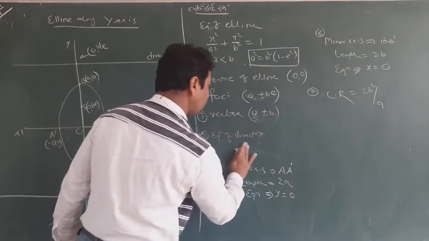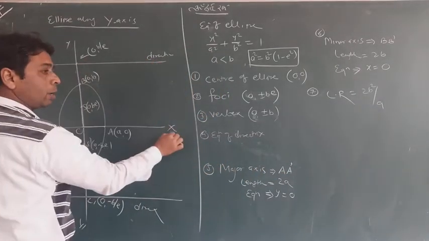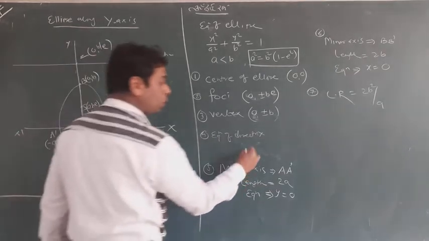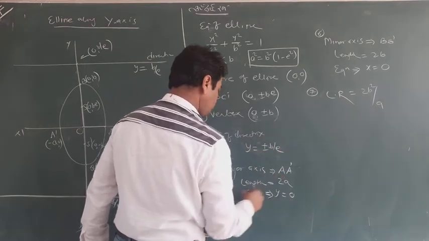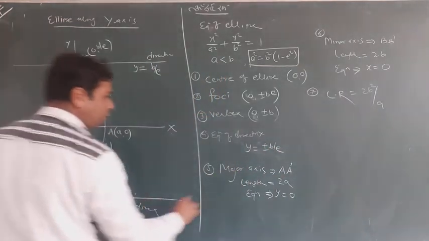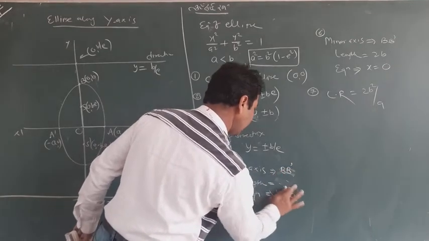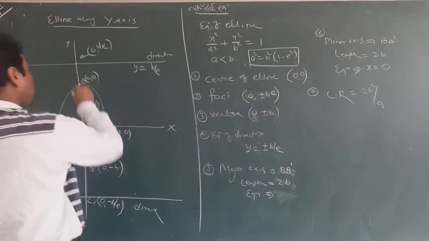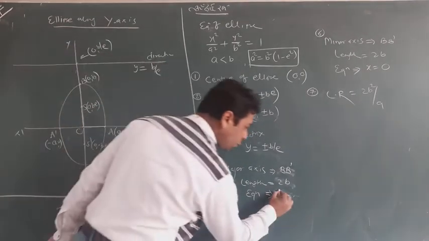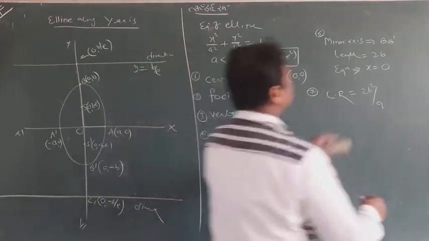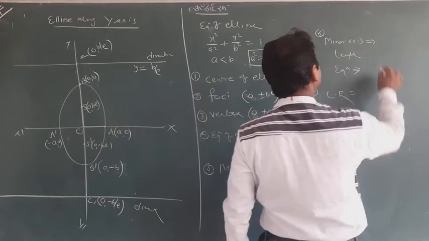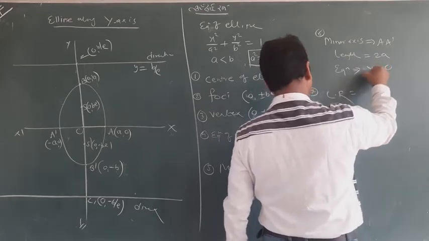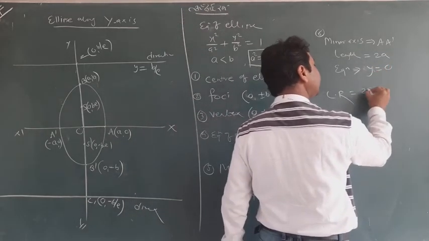Equation of the directrix: it is the equation parallel to the x-axis, y equal to b upon e, and y equal to minus b upon e, altogether y equal to plus minus b upon e. Major axis is B to B dash. The length of B to B dash is 2b, and its equation is x equal to 0, since the major axis is along the y-axis. I will change the minor axis a bit: now being A to A dash, whose length is 2a, and equation is y equal to 0.